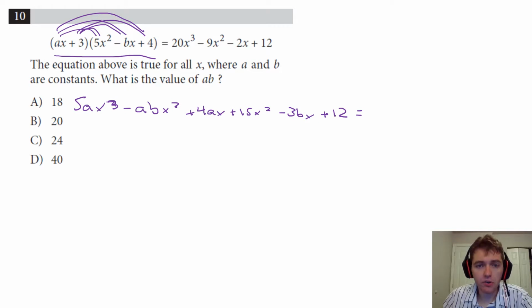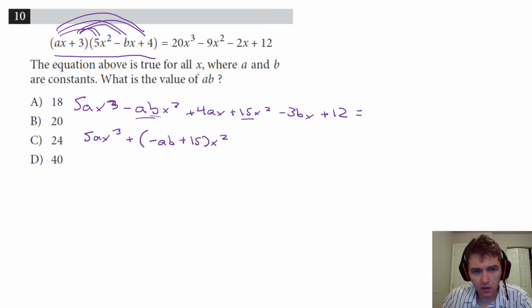Simplify this equation further by combining like terms. You have 5ax cubed. That's the only x cubed term. Then you have everything that's associated with an x squared. You have negative ab plus 15 for x squared. Everything that just has an x, you'll have 4a minus 3b x, and that's plus 12 at the end.